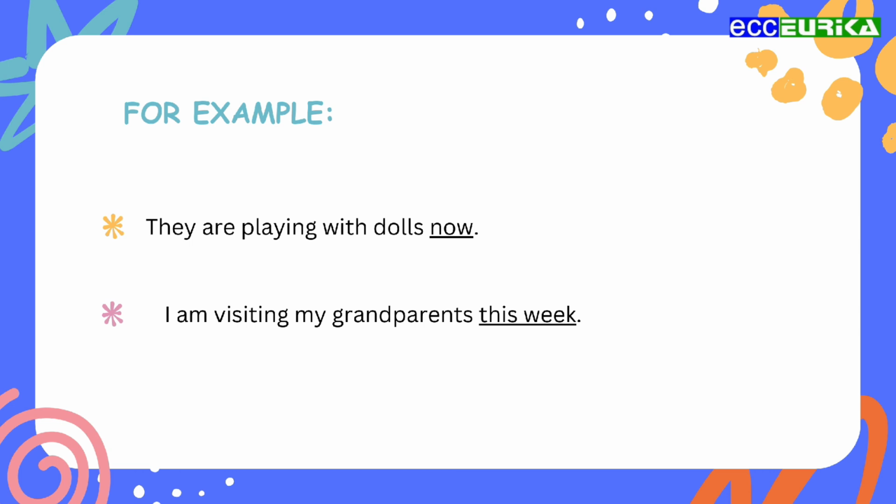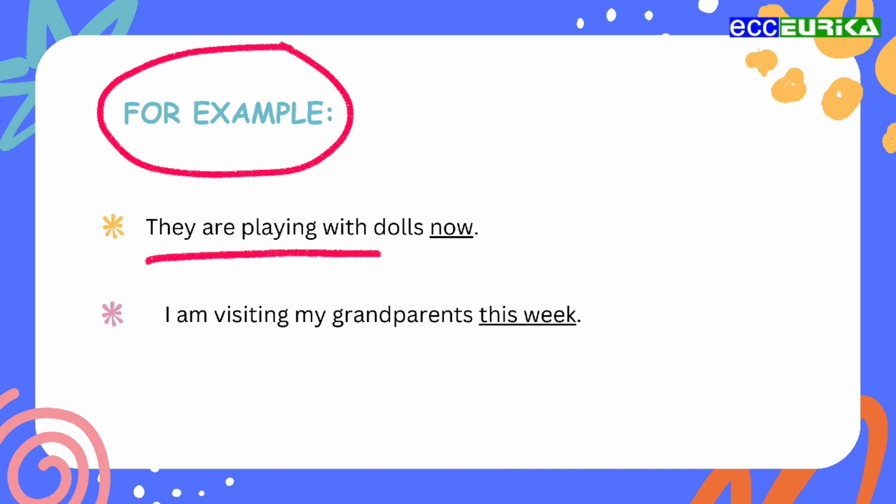Now, let's take a look at some examples of how present continuous is used to describe actions that are happening right now or temporary situations. For example, they are playing with dolls now. Di sini, aksi playing with dolls menggambarkan situasi yang sedang terjadi pada saat ini, atau bisa kita sebut sebagai aksi yang sedang berlangsung. Another example, I am visiting my grandparents this week. Nah, pada kalimat ini menunjukkan situasi yang sementara.